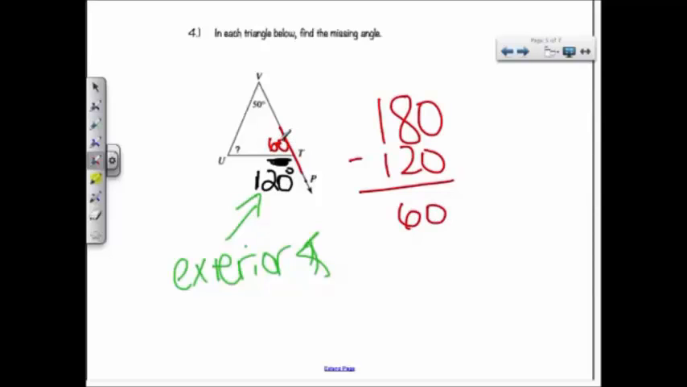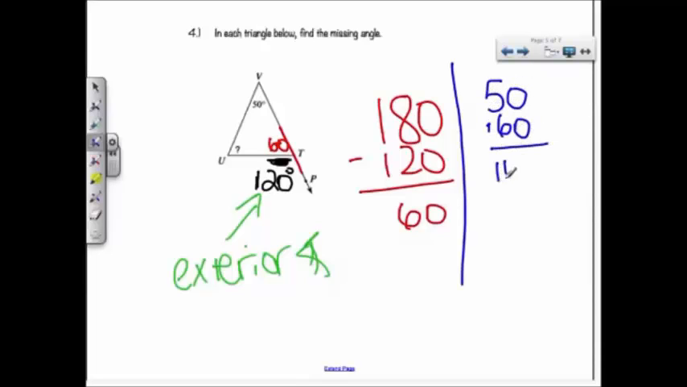Then, based on that information, I can take this 50 and this 60 and use it to figure out what this missing angle is right here. So to do that, I have to add 50 and 60 together, and I end up getting 110 degrees.